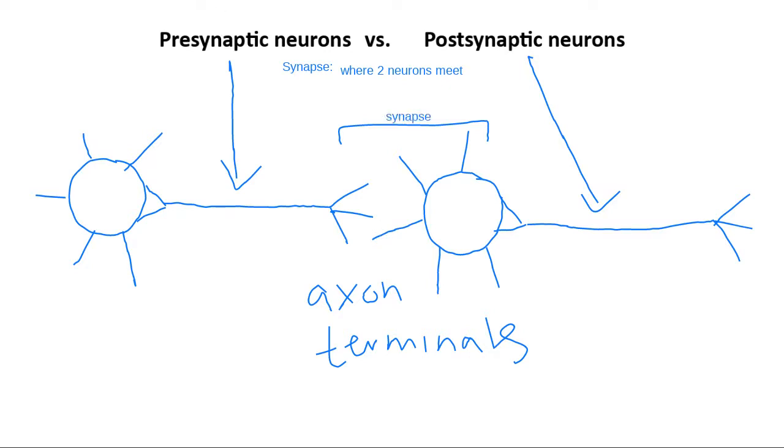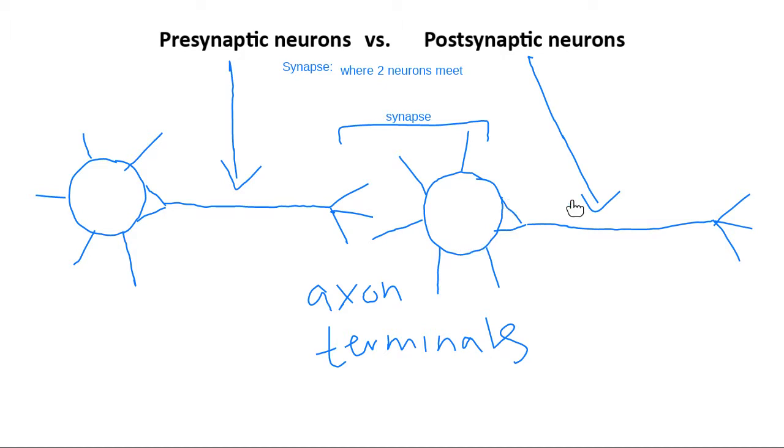This area is my synapse. When we're talking about a synapse, this is where the axon terminals of one neuron meet the dendrites of another neuron. If you are bringing the message, so if your axon terminals are at the synapse, you're called the presynaptic neuron. If you are receiving the message, because your dendrites are here, you're called the postsynaptic neuron.